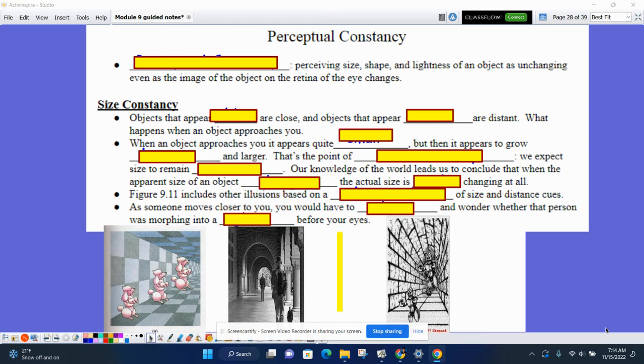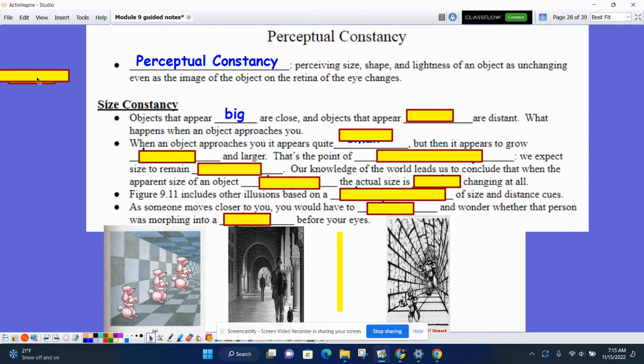I have your notes for Module 9 talking about perception. We're going to talk about some weird things here called perceptual constancies, then also talk about some pseudo psychology to wrap up this unit. Perceptual constancies is this idea of perceiving shapes, sizes, and lightness of objects as unchanging, even as the object or the image of the object on your retina seems to change.